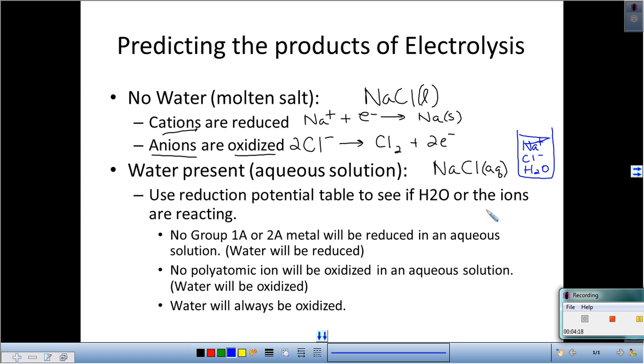So we're going to use those two, and we're going to play with them, and sometimes you have to use them to see what's going on. So it tells you, in our rules, to use the reduction potential table to see if water or the ions are reacting. Now here are a couple of rules.